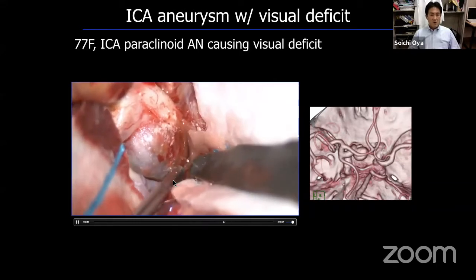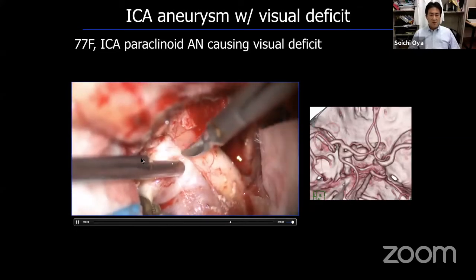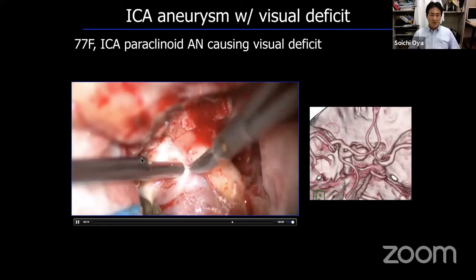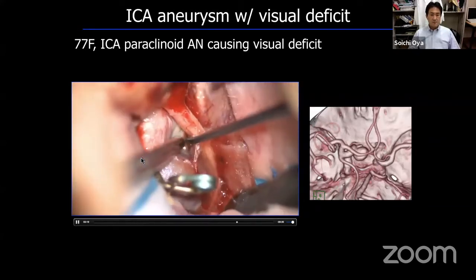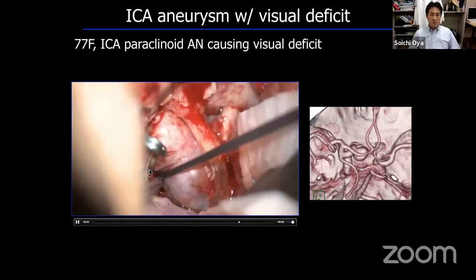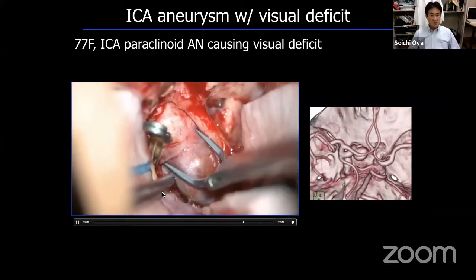And before starting the dissection of the aneurysm off of the optic nerve, I put a temporary clip here. And also I clamp the cervical ICA to reduce the pressure. And I try not to push the optic nerve. I try to be as gentle as possible.